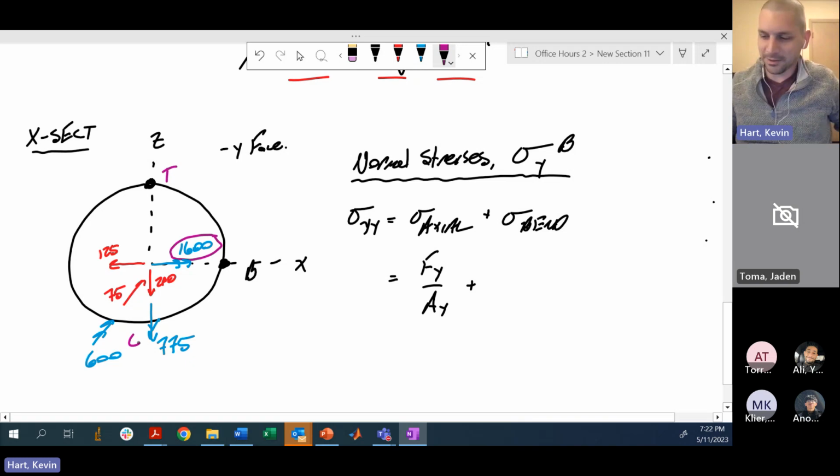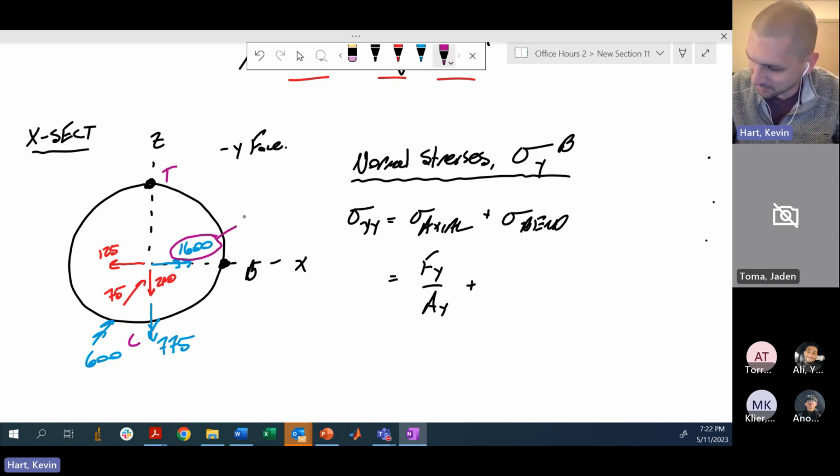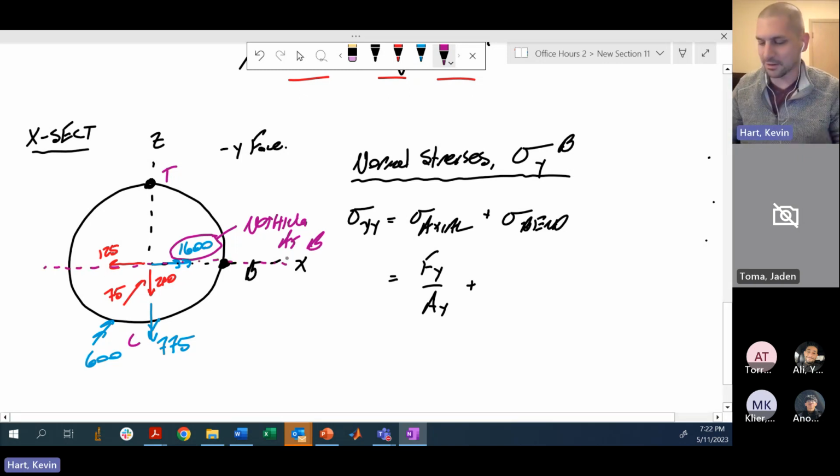So what does that mean about this 1600 inch-pounds and what it contributes at point B? Well, contributes nothing at B, because B is sort of on the neutral axis here for that 1600 inch-pound bending moment.